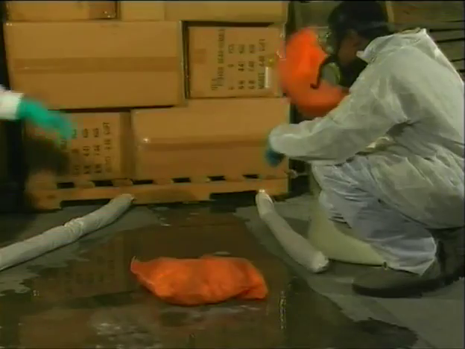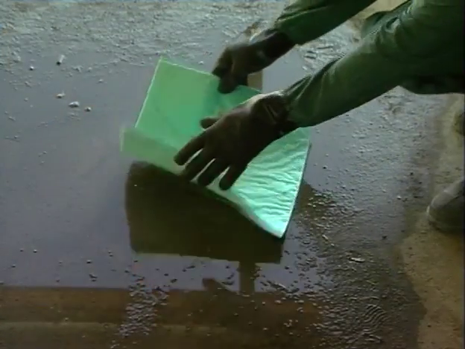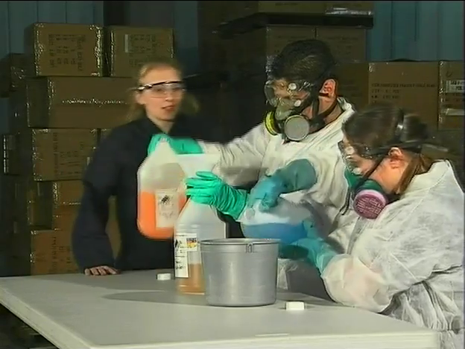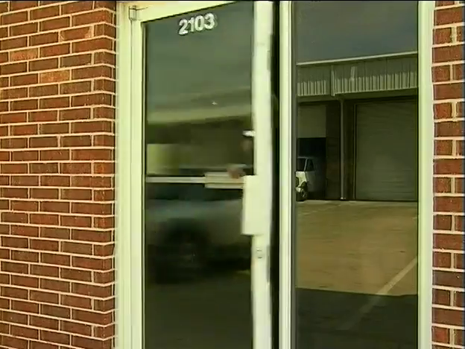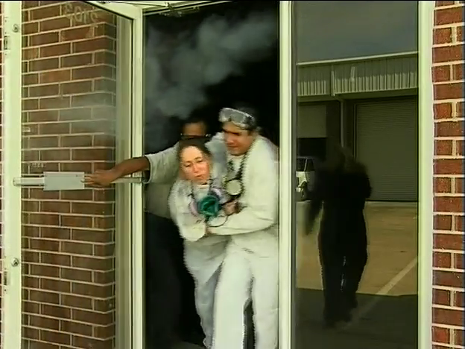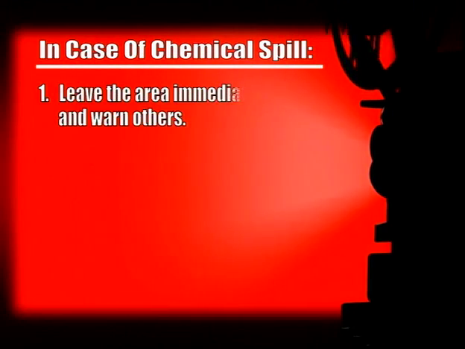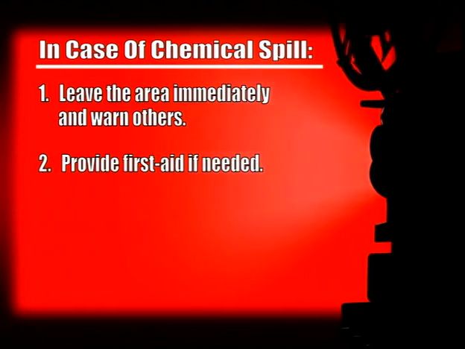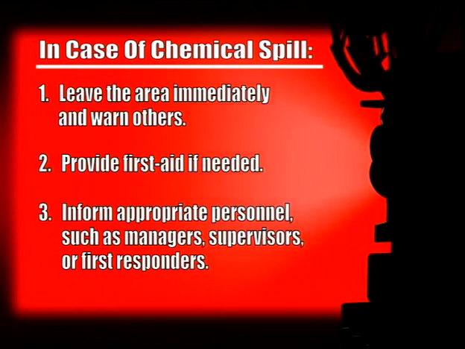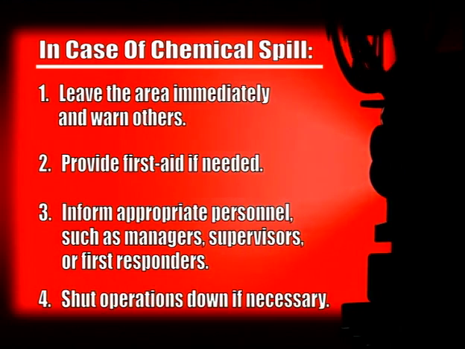In the event that a chemical is spilled or a leak occurs, the most important thing to remember is the safety and health of all employees. Employees need to act quickly in such situations and generally do the following: leave the area immediately and warn others. Provide first aid if needed. Inform appropriate personnel, such as managers, supervisors, or first responders. And shut down operations if necessary.